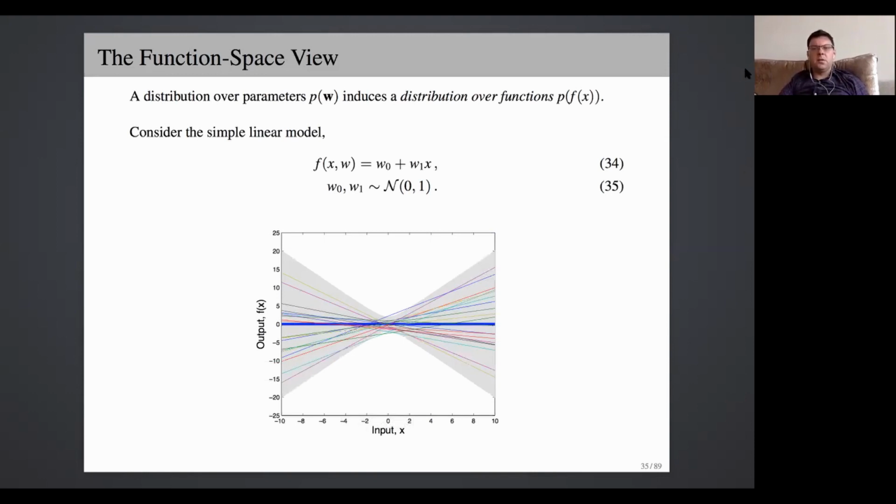And so let's return to this example again briefly, where we have a distribution over linear functions induced by a distribution over parameters w0 and w1. Here, if we sample different settings of w0 and w1, we get different straight lines with different slopes and intercepts. We can visualize this induced distribution over functions.